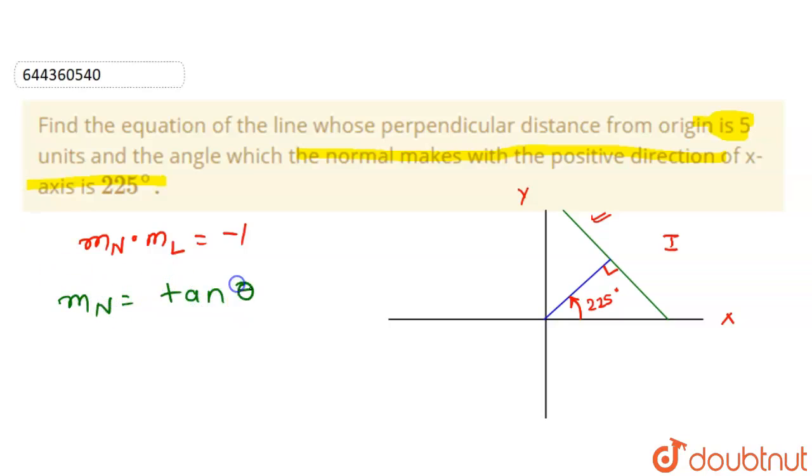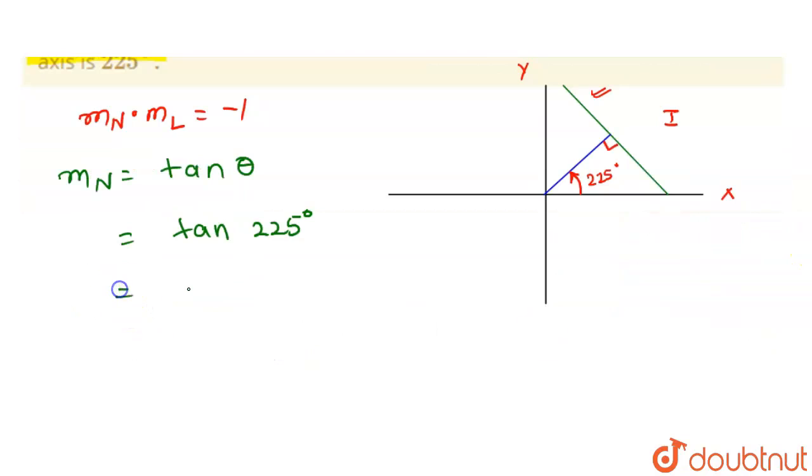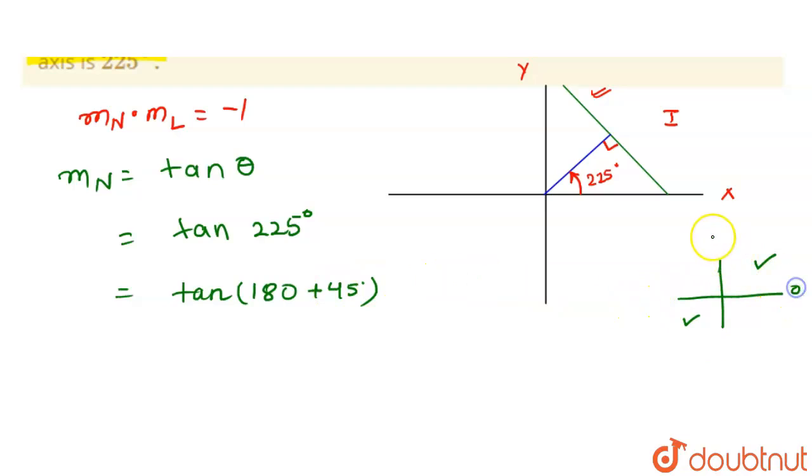So the slope will be tan theta. Theta is the angle which the line is making with the positive x-axis. So we can write here tan 225 degree, and tan 225 degree can be rewritten as tan of 180 plus 45 degree, right? And we know that tan is positive in first and third quadrant, right?